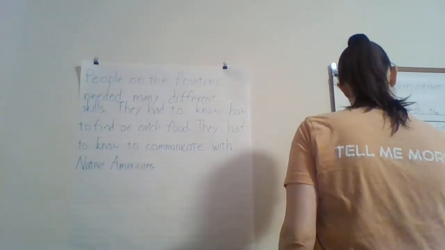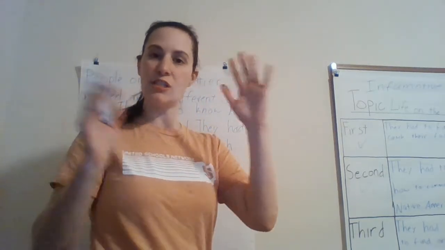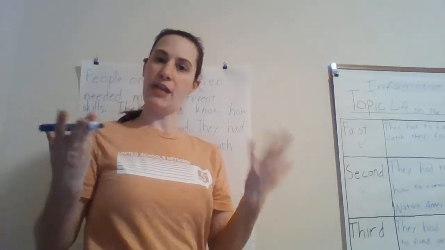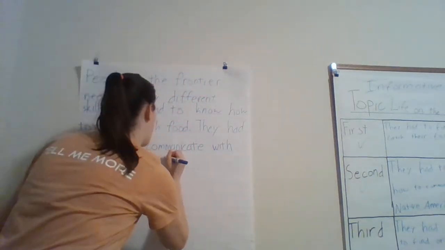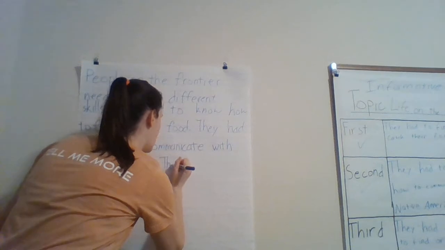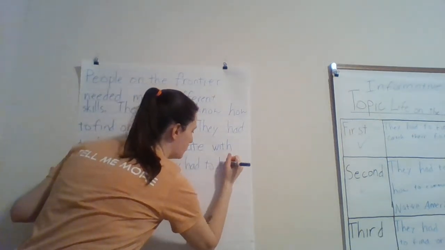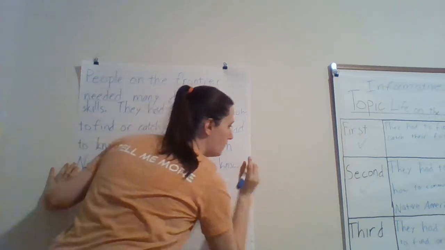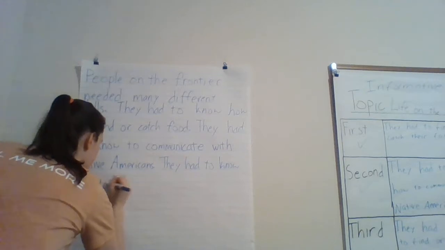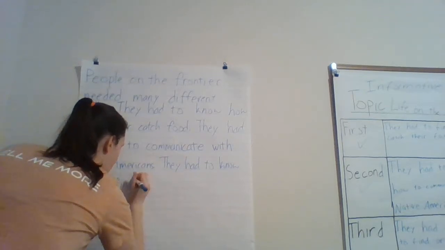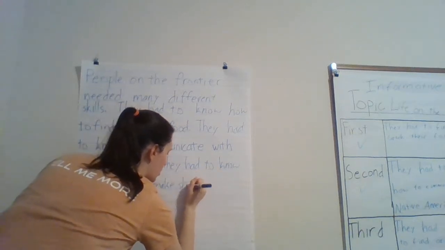Bang. They had to know how to find or make shelter. Remember, these are just some of the skills, some of the facts about what they had to do on the frontier. They had to know how to find or make shelter.